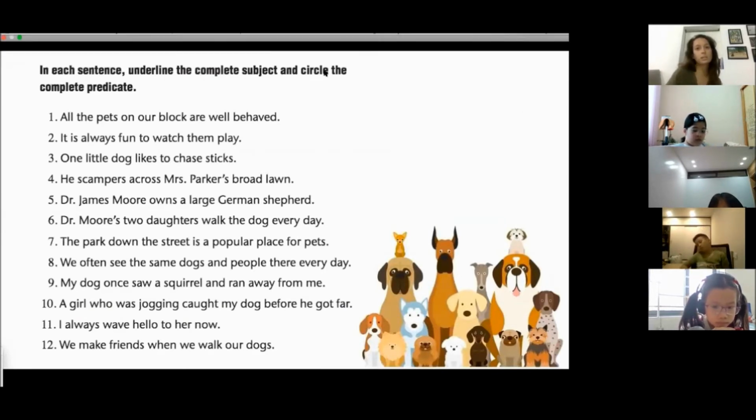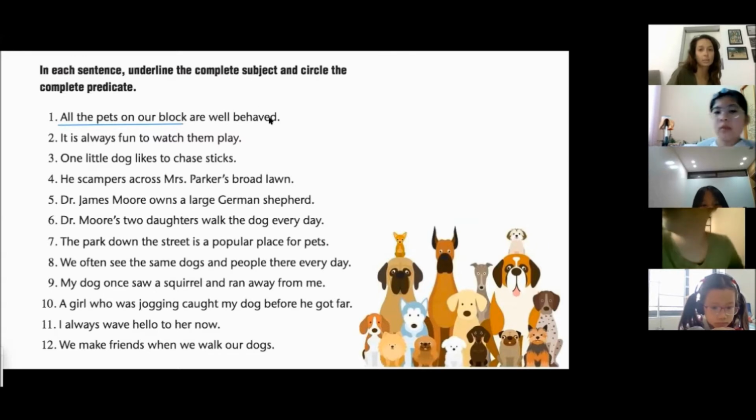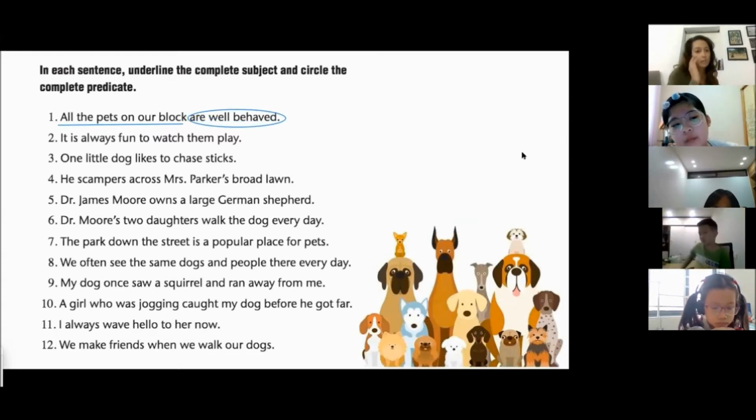Can you read number 1, please? All the pets on our block are well behaved. Okay, so what is our complete subject? All the pets on our block. Good job. And what is our complete predicate? Are well behaved. Good job. Can you read number 2?